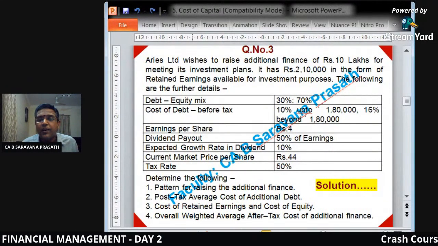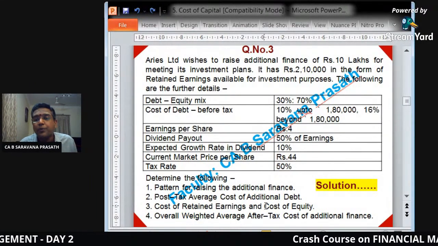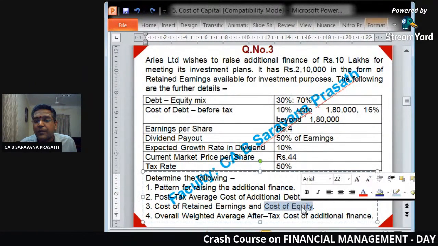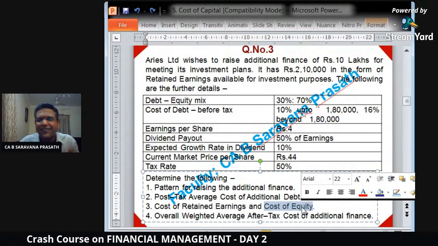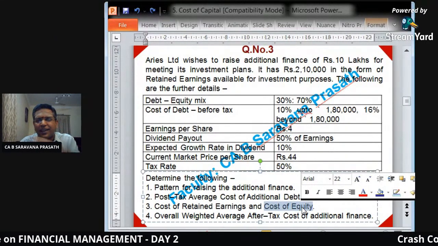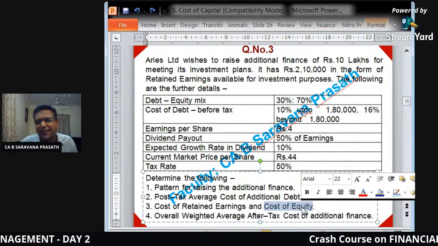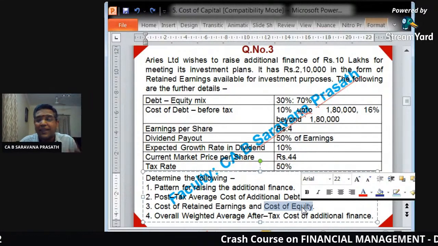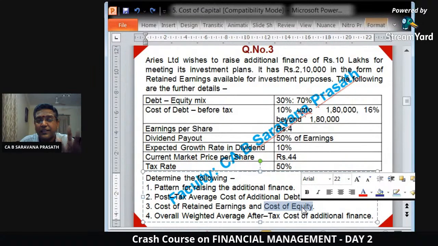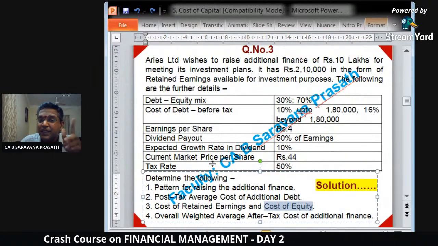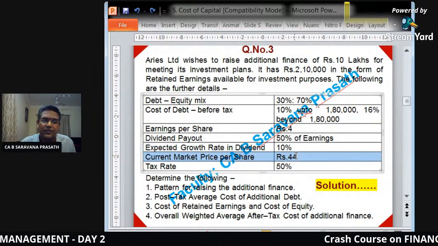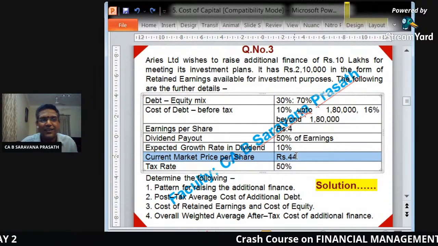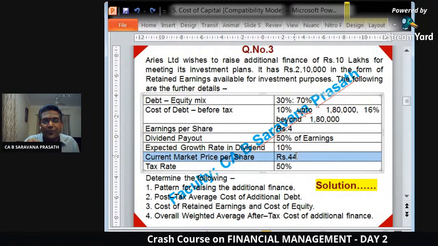Now, cost of equity. How to compute this number? We have 6 formulas. Obviously, we can't use the capital asset pricing model here because we don't have beta and the related value. We don't apply the fifth formula, realized yield, because next year's market price is not given. Only current market price is given. So we have to use only the first 4.